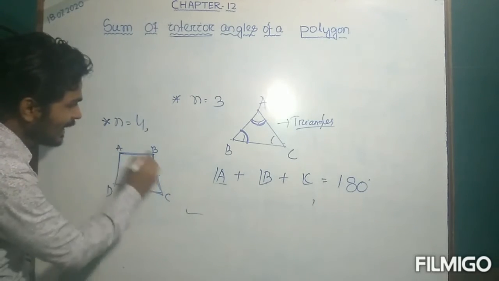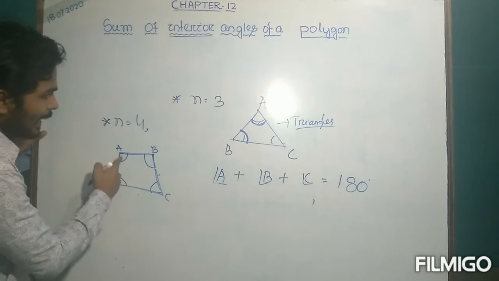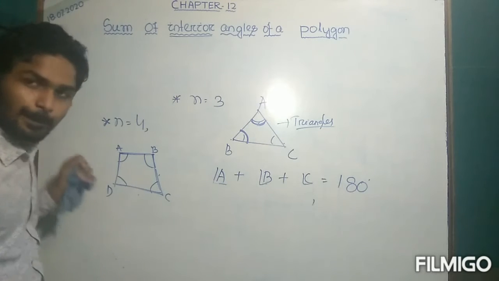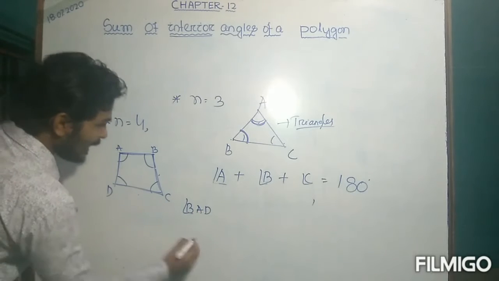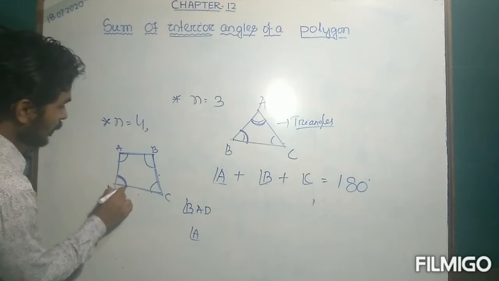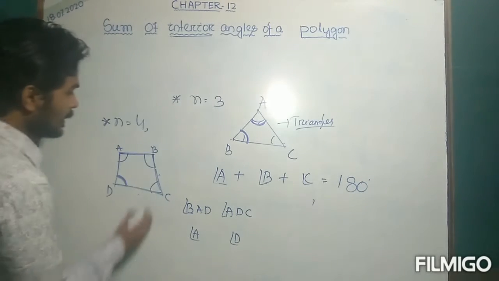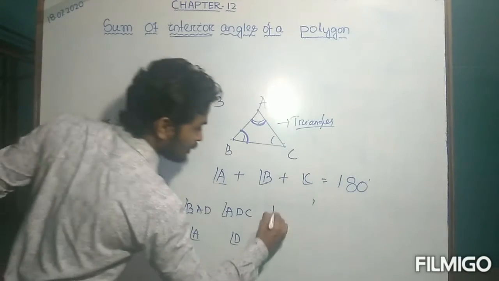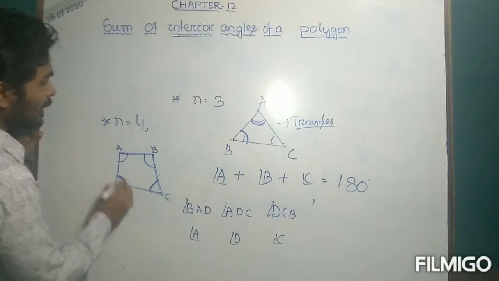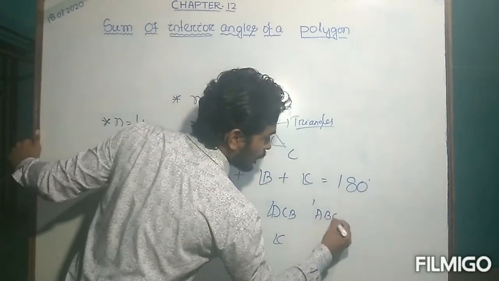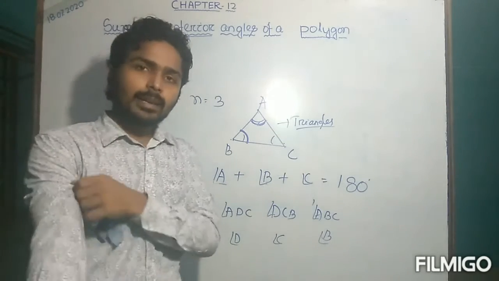Now, how many interior angles does it have? It has 4 interior angles. What are they? Angle A, angle B, angle C and angle D. Or you can write angle BAD, that means angle A. Then angle D is also known as ADC. Angle C can be known as DCB. Angle B can be written as ABC. So a quadrilateral has 4 interior angles.